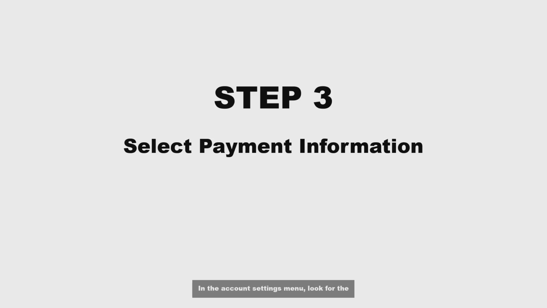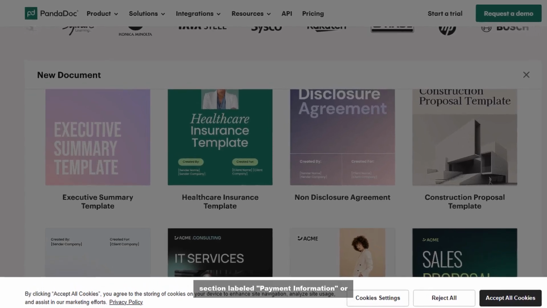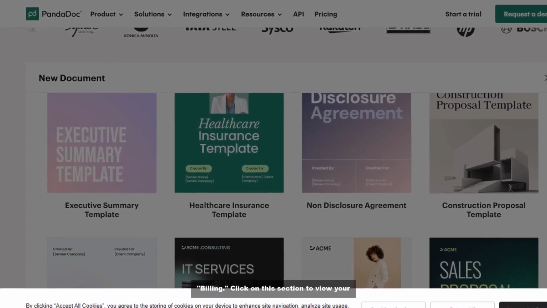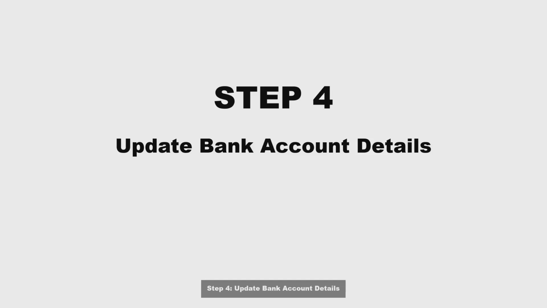Step 3. Select payment information. In the account settings menu, look for the section labeled Payment Information or Billing. Click on this section to view your current bank account details.